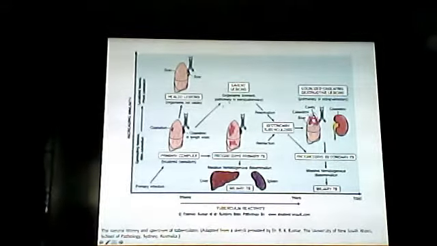Okay. Any questions with the pulmonary stuff? Cool.